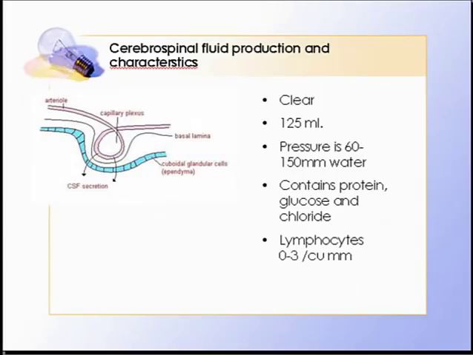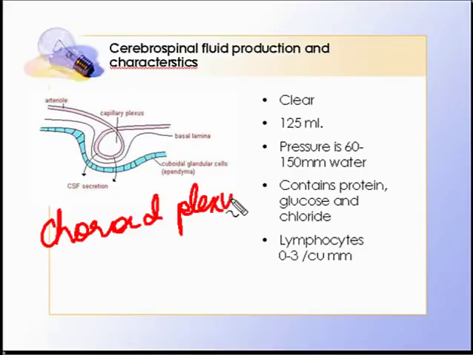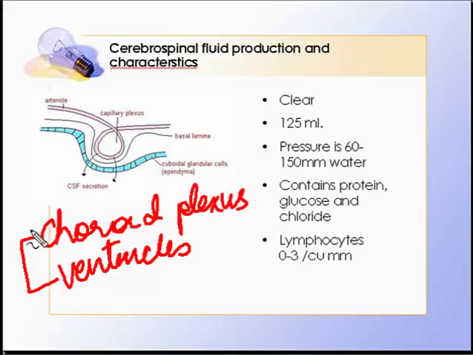Now let's look at cerebrospinal fluid, how it is produced and some of its characteristics. Cerebrospinal fluid is formed by something which is known as the choroid plexus. It is formed inside the cavities of the brain, known as ventricles. Inside the ventricles you have a tuft of capillaries which is called the choroid plexus, and this is a capillary plexus with its endothelial lining.